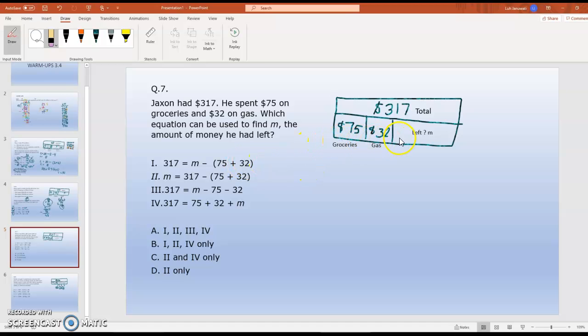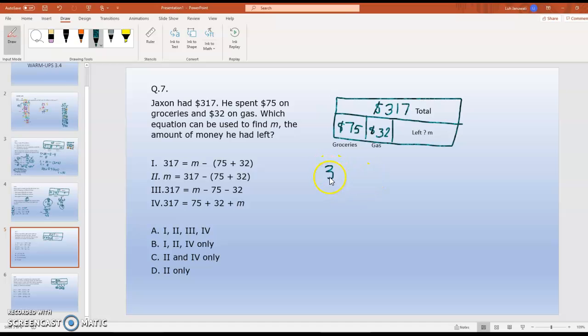You know the drill. You could subtract 75 and then subtract again from the difference you subtract 32, or you can add 75 and 32 and subtract from 317. Okay, and if that's confusing for you, you can solve it and then input M here. That's what I'm going to do.